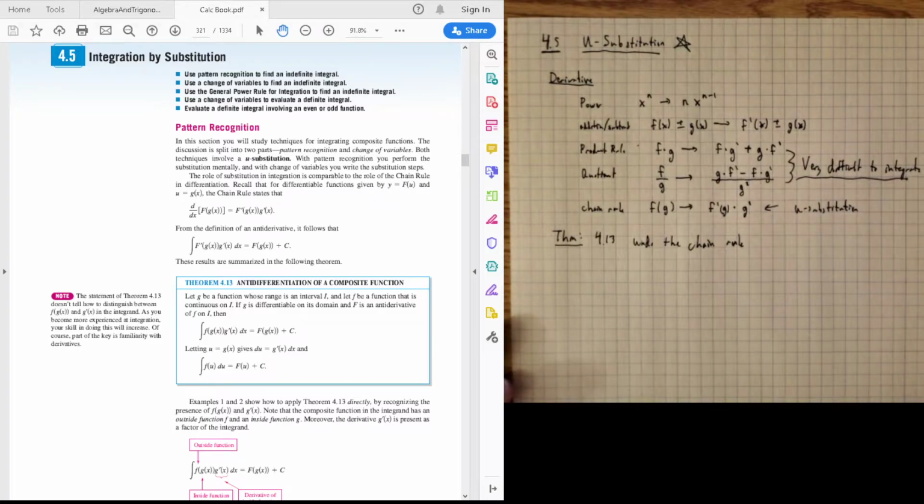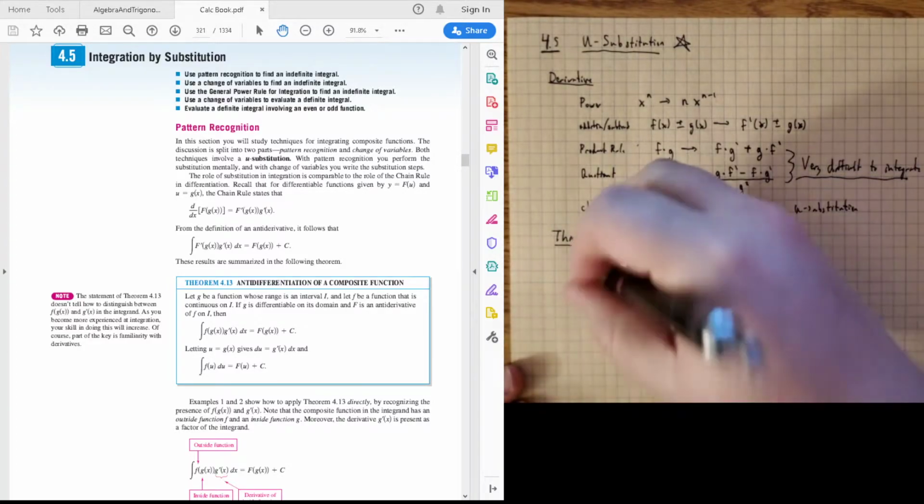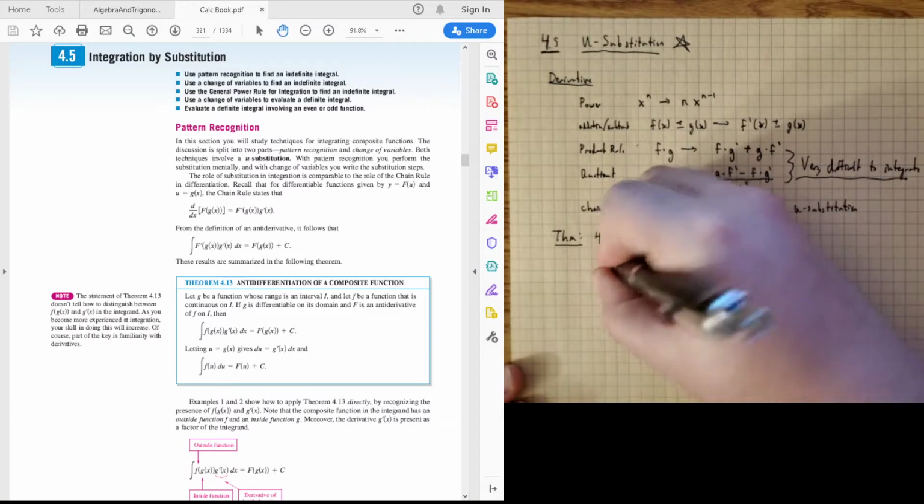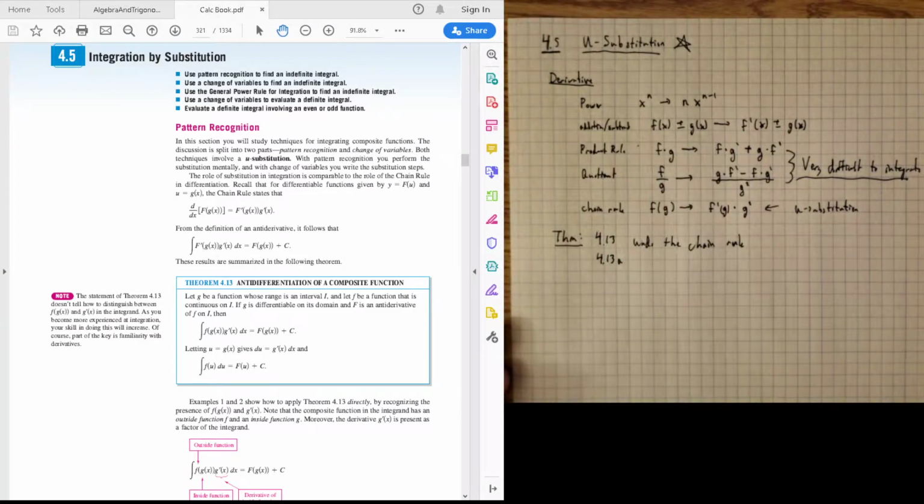However, I want to point out that down below is an alternative version of 4.13. This is what I like to call 4.13A for alternative. What it's done is everywhere there used to be a g of x, it's replaced with u. And everywhere there used to be g prime x dx, they replaced with du, which actually kind of makes sense. If you take the derivative of this side, the derivative of u would become du, the derivative of g of x would become g prime dx.